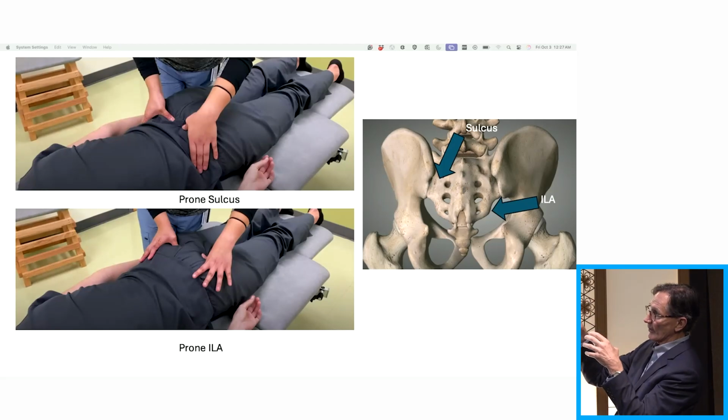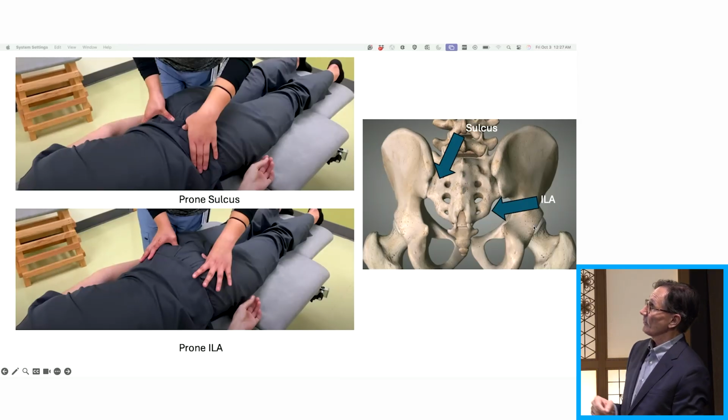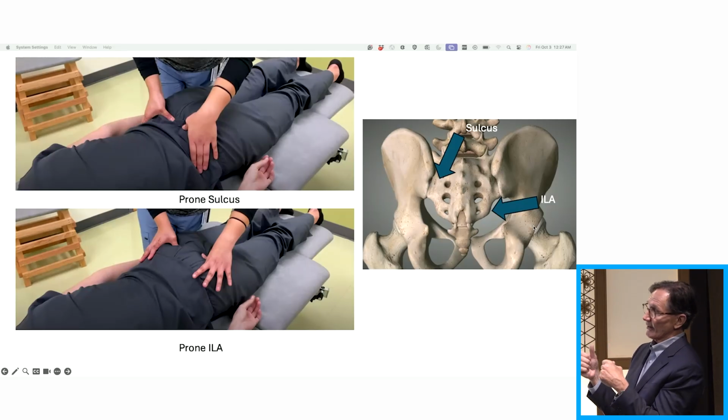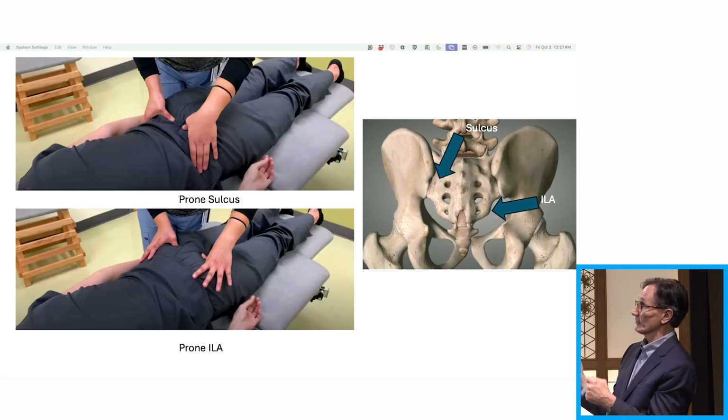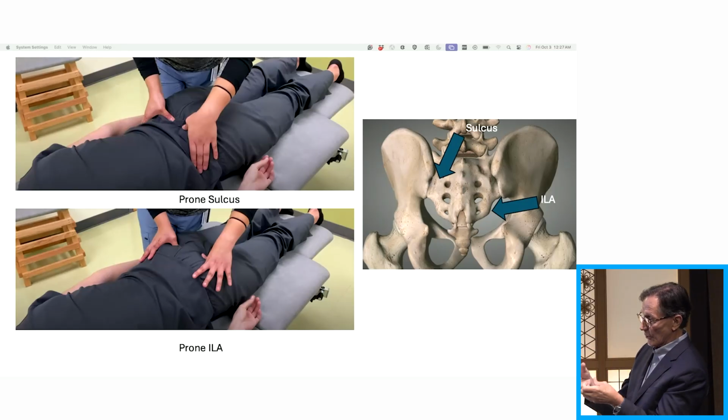So if they're deep on the right and shallow on the left, you note that, and then you bring your thumbs down to the ILA, which is right there on the bottom side. And it took me a long time to figure that out. And on big people, I really have a hard time still, of course. But on most people, you can actually feel that ILA. You just slide your thumbs down so you get the points on that lateral part of the sacrum.